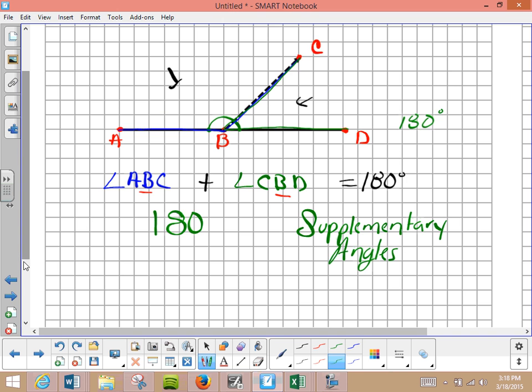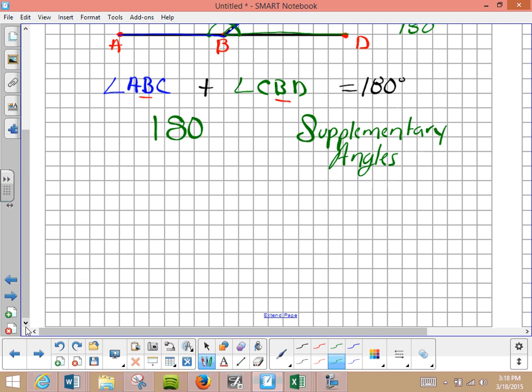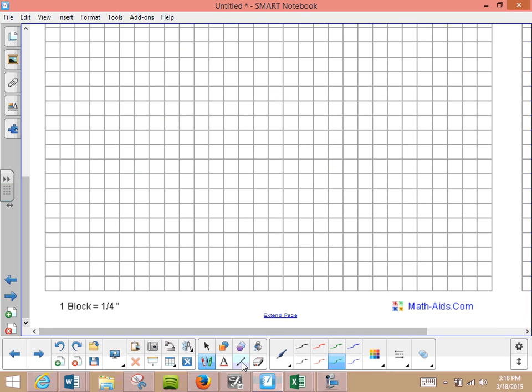All right. The next one, right below that one, I want you to draw another line. Now I want you to add another line perpendicular to this line. What does that mean?